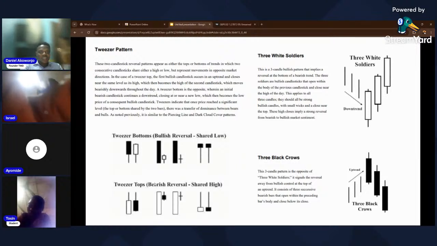In the sense that immediately you see this movement, it means that the bears are now in the market. It should be selling. Do you understand? The tweezer tops are always seen at the top. After a bullish movement, you will see them at the top. Do you understand?